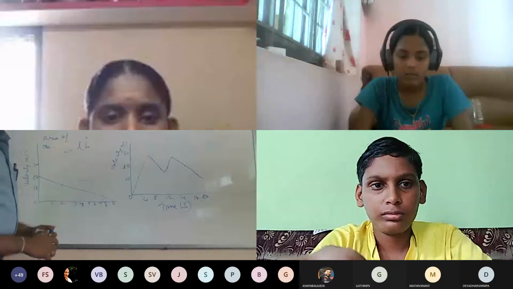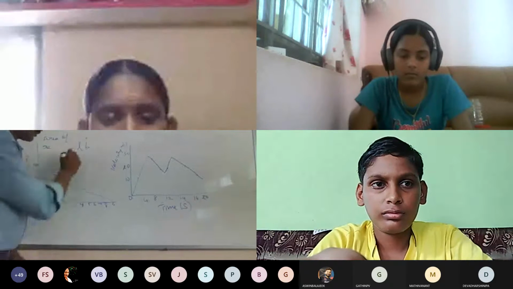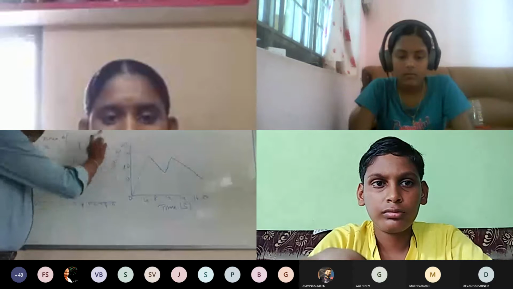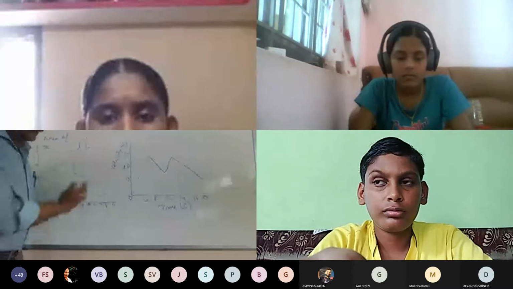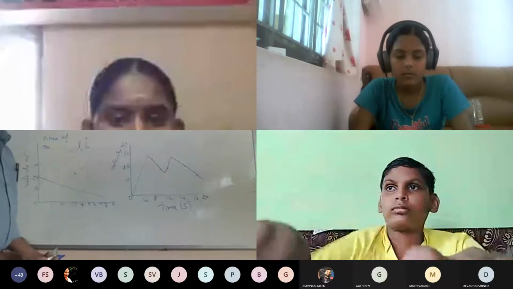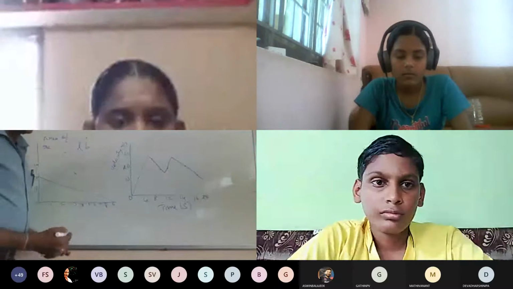Okay. So for uniform motion, the graph must always be like this only. For uniform motion, with constant speed, you always get a straight line. But in the case of non-uniform motions, the graph may vary.